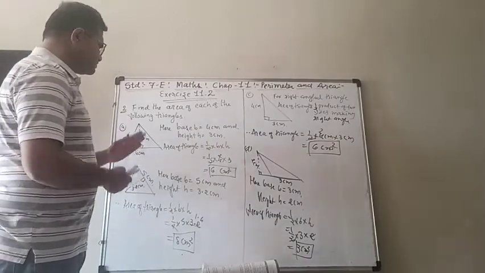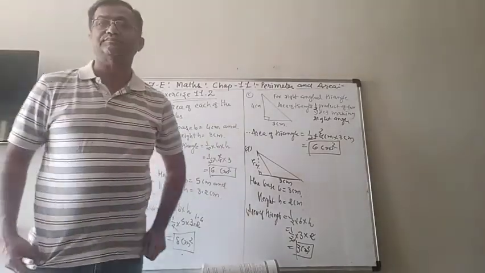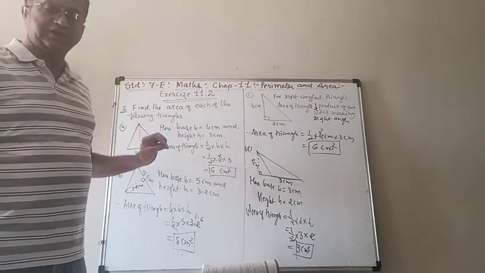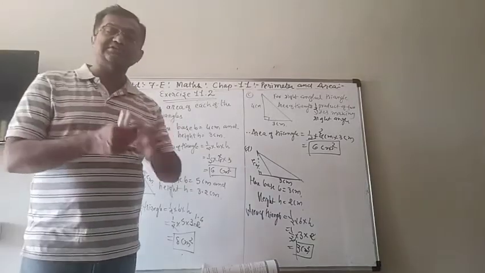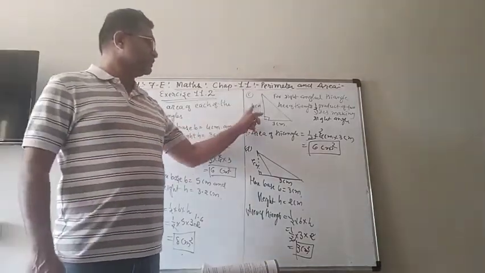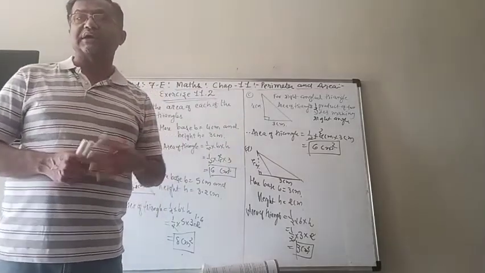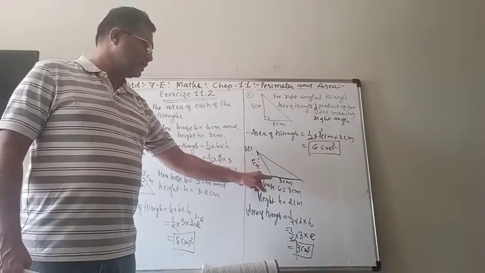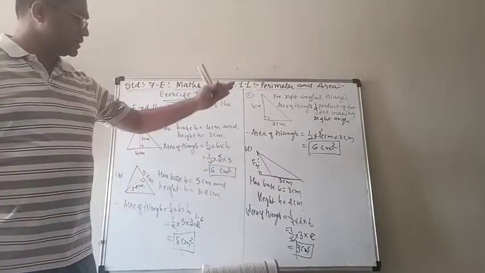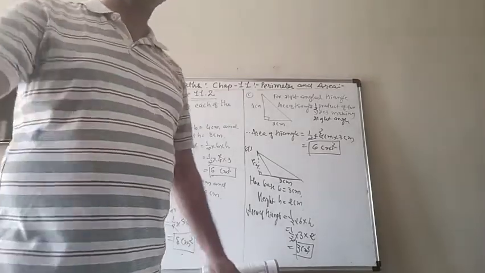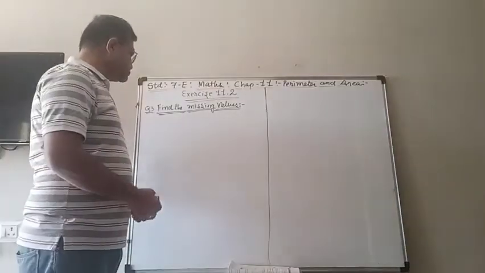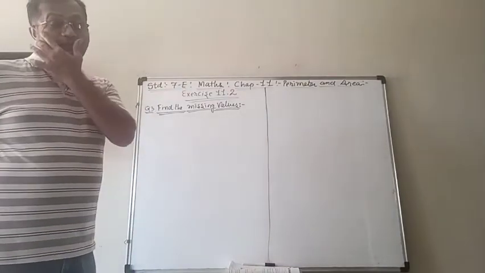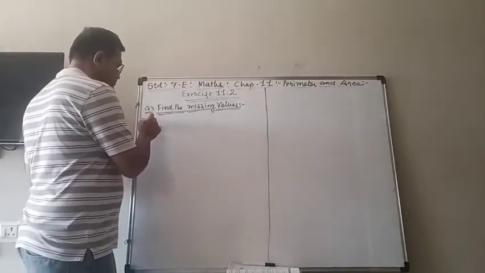So here we see that there are different types of triangles. In the two acute angle triangles, the altitudes are inside. But in a right triangle, the two sides making the right angle can be taken as the base and the height. And in the obtuse angle triangle, the altitude is outside the triangle. Now, in question three, there is a table given in which some of the values are missing. We have to find the missing values.